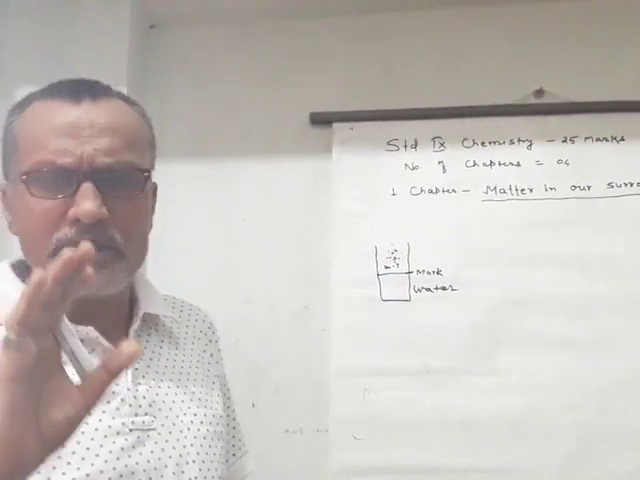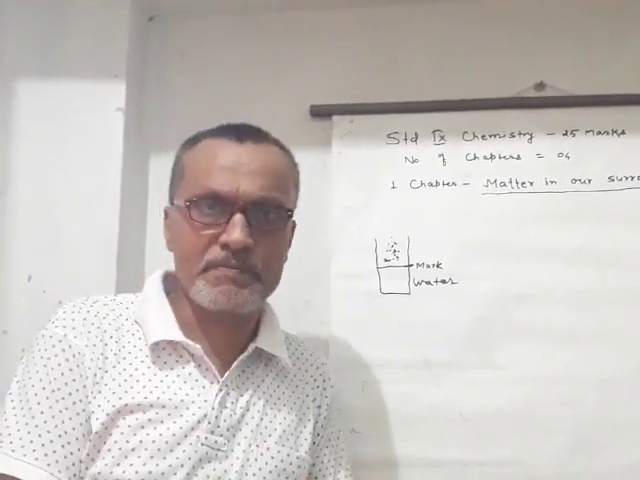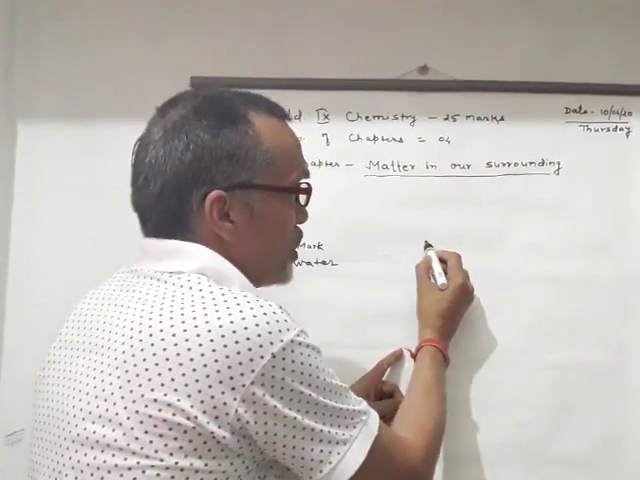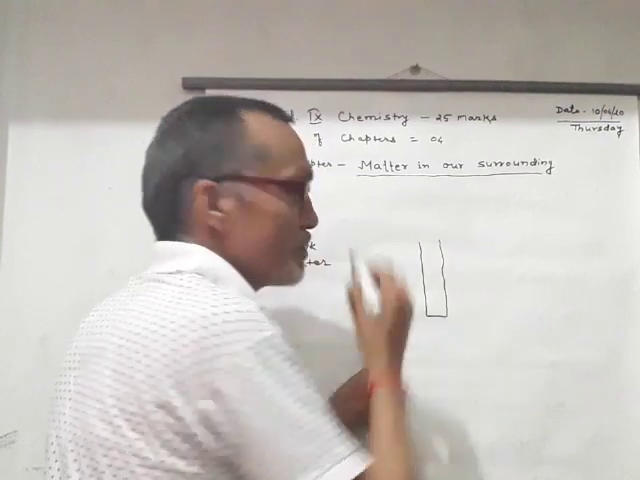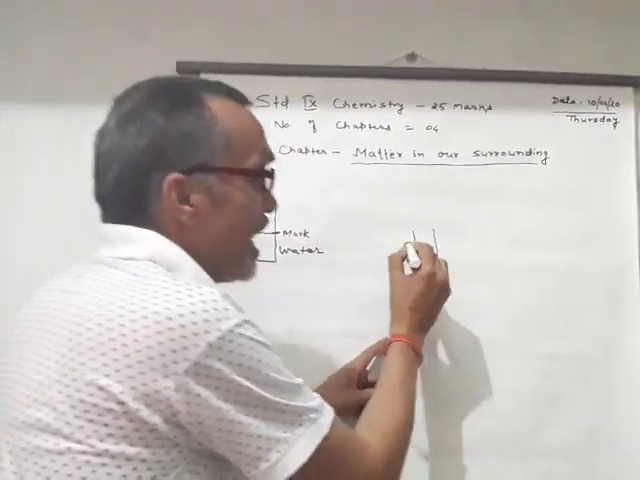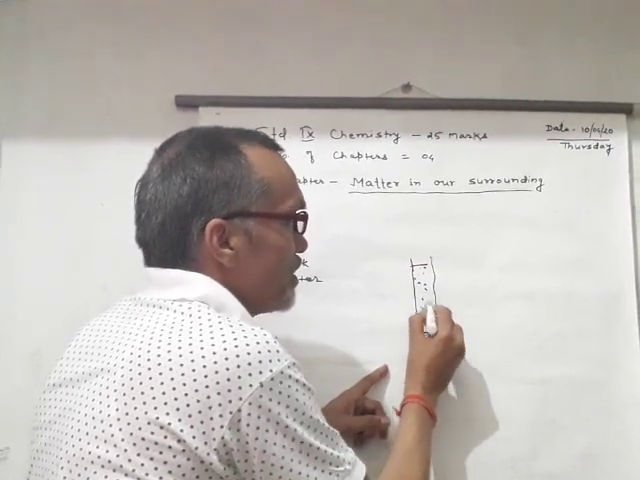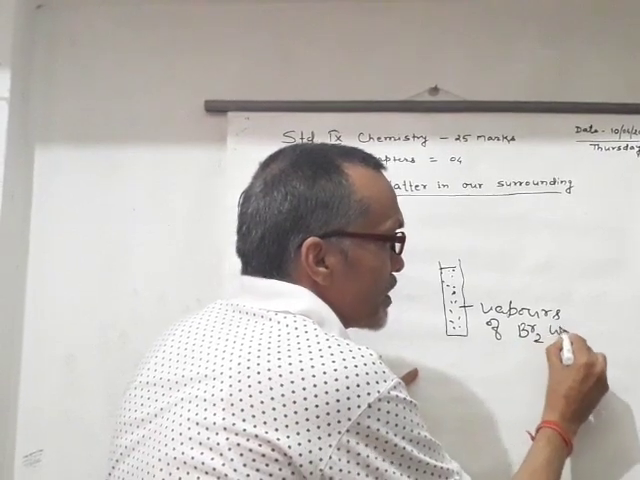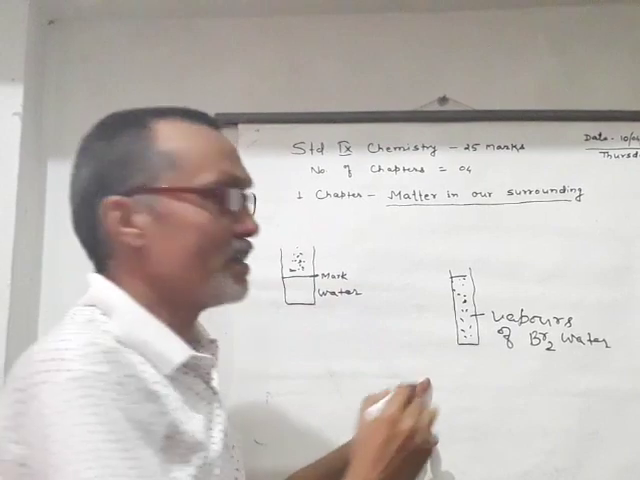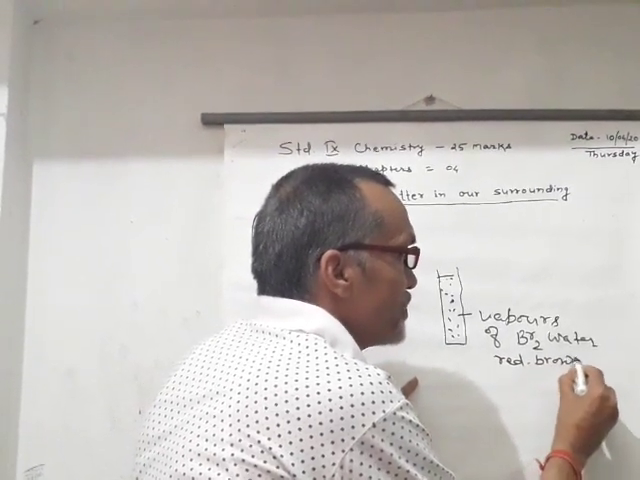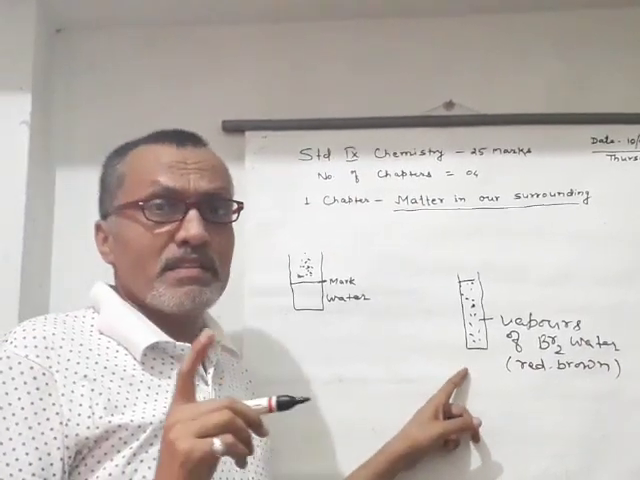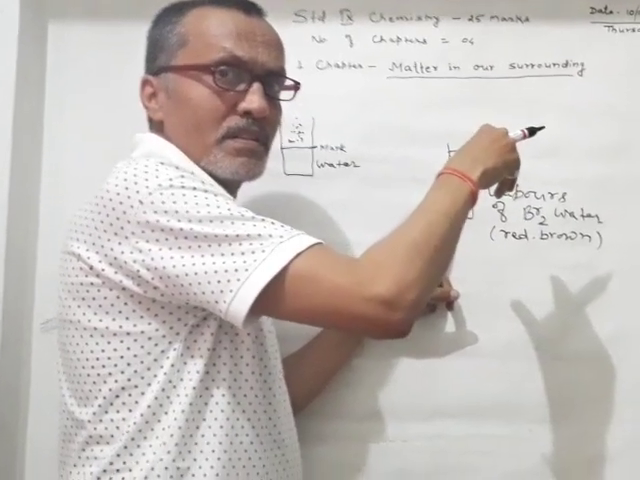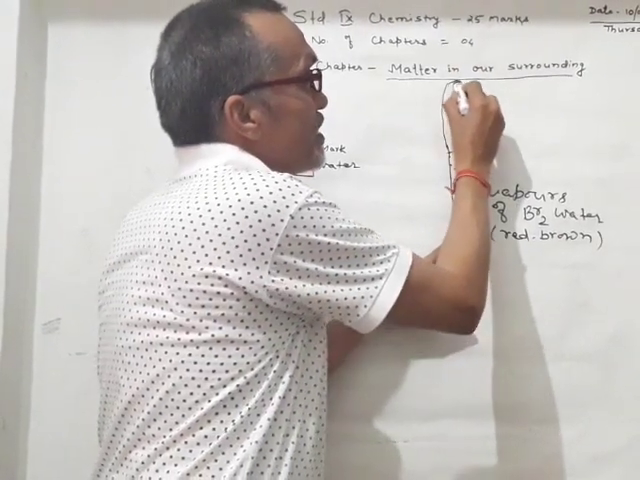There is another activity also which suggests that matter is particulate. One another activity I am going to put before you. Take two test tubes. In one test tube, you have to take the vapors of bromine water, which is red brown. And one test tube you have to take, empty, and keep that empty test tube over it like this.